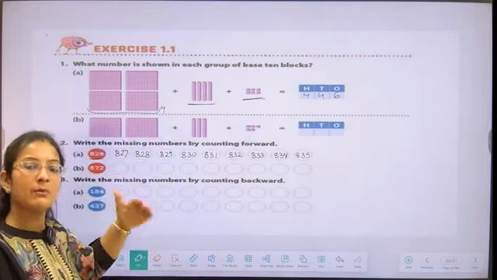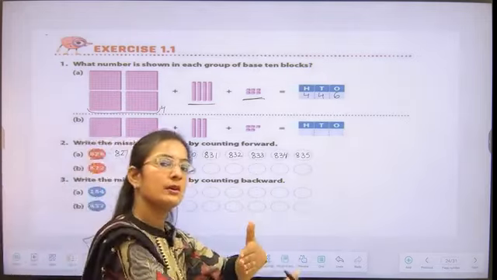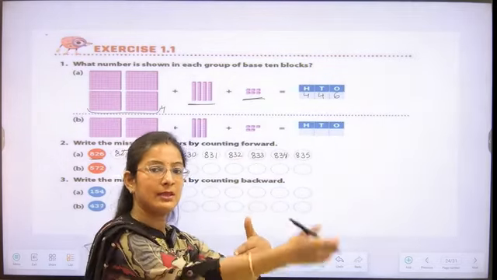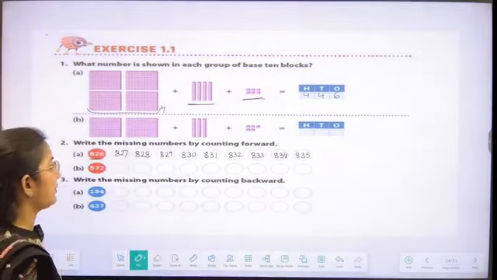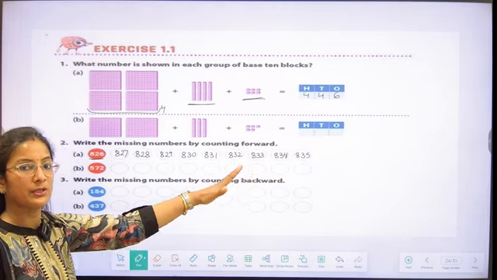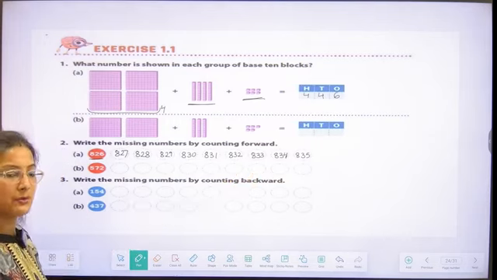So with this, we are writing the numbers one after another, the next number, then the next number. With this, we are doing our forward counting, students. The second one, you can do by yourself.